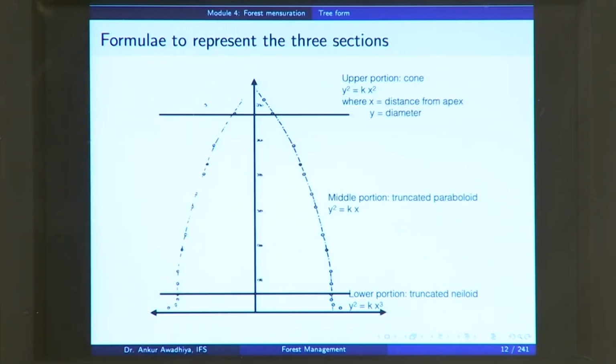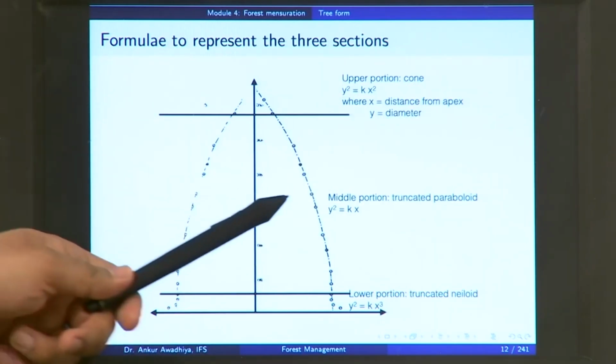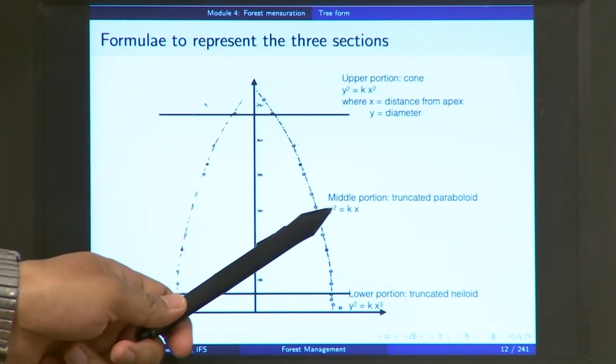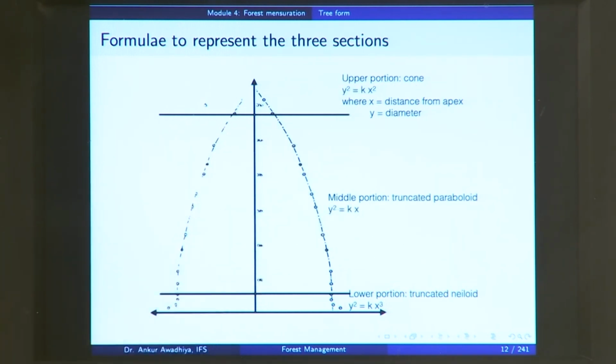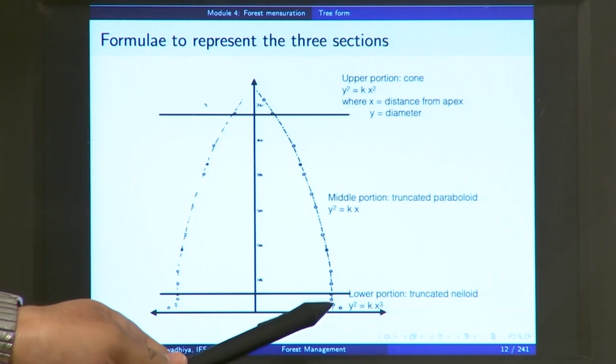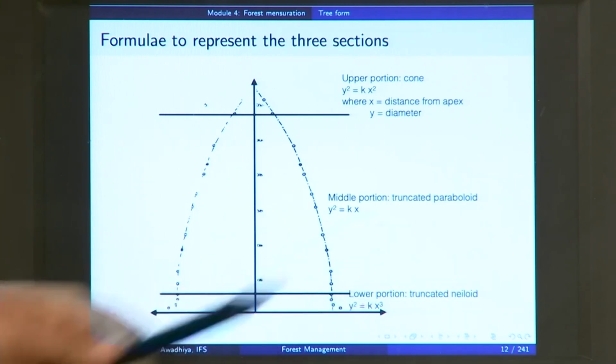Now the middle portion is a truncated paraboloid, and here in place of y square is equal to k x square, you have y square is equal to k x, and the lower portion is a truncated neiloid, the equation for which is y square is equal to k x cube.